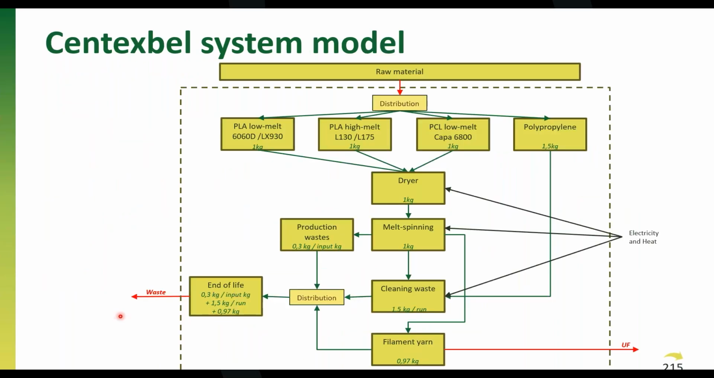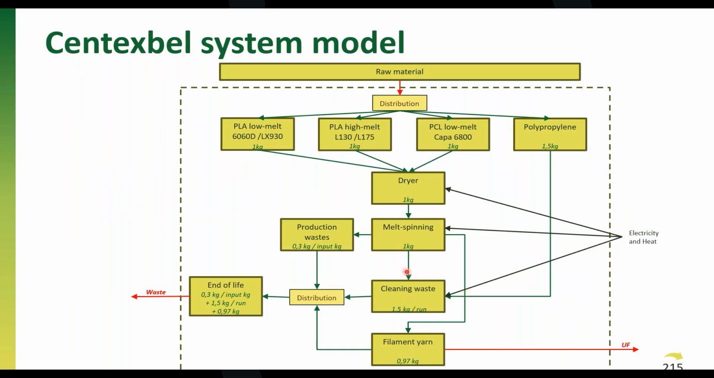Just to give you an example of a Centexbel system model, we went from raw material, and distribution of the raw material, to the four polymers that were tested for the project. So we had a low melting point PLA, a high melting point PLA, a polycaprolactone, and the polypropylene for rinsing. The two PLAs and the PCL went into the dryer for drying, then melt spinning, and then produced the filament yarn here.